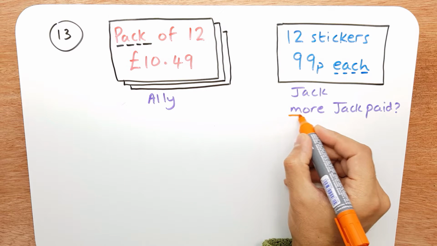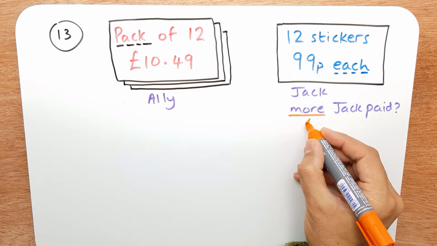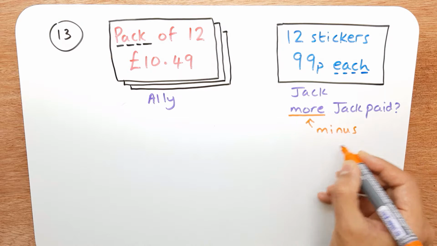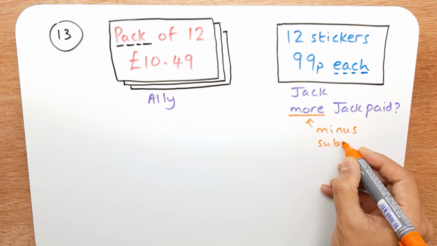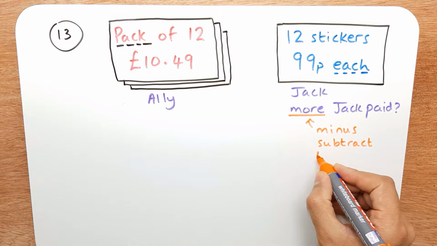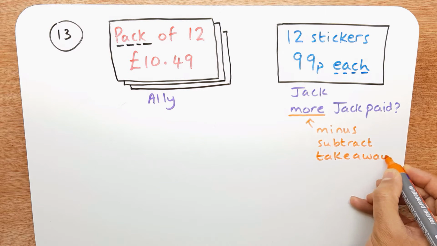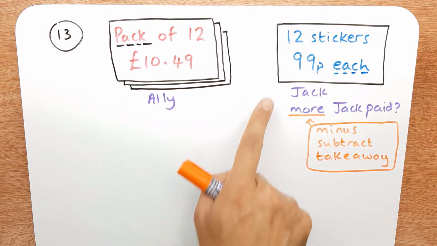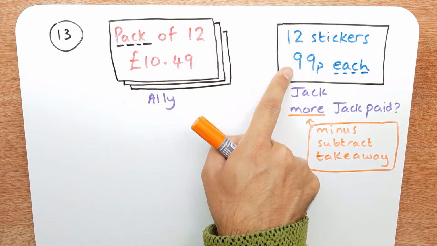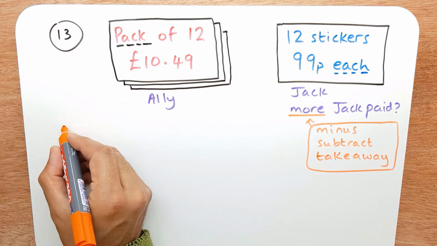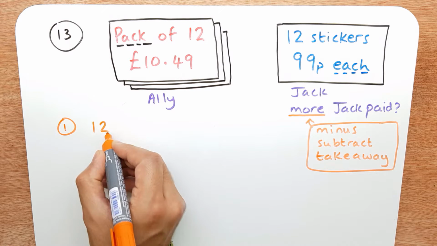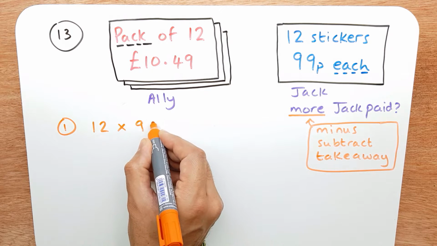Now with this word more, we need to look for minus, subtract and take away. So our first step is to work out how much it costs for 12 stickers at 99 pence each. So our first step is to work out 12 times 99.